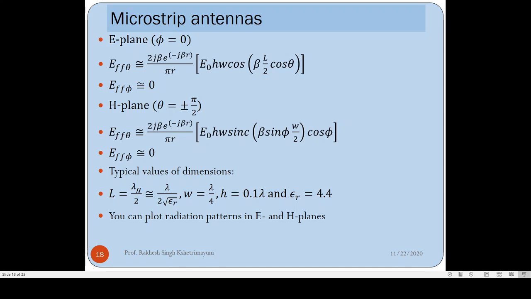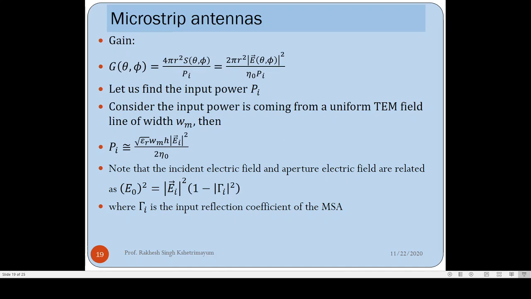Another parameter which is very important for the aperture antenna is the gain. Gain is defined as 4 pi r square times the Poynting vector divided by the input power. The Poynting vector can be found from the electric field as E square by 2 eta naught. So you can find the gain from the electric field also.